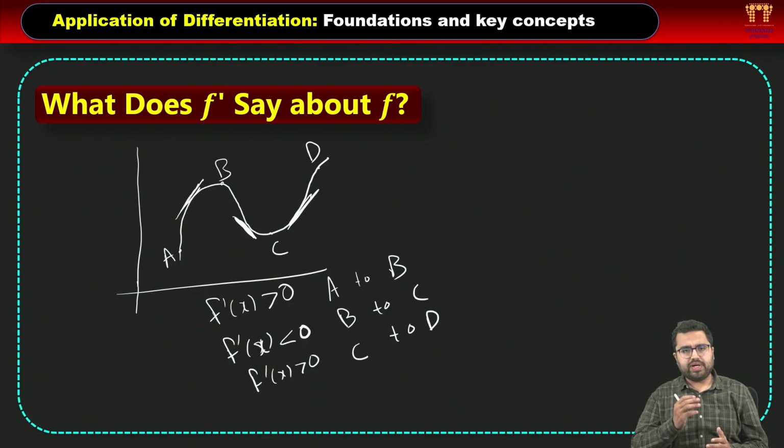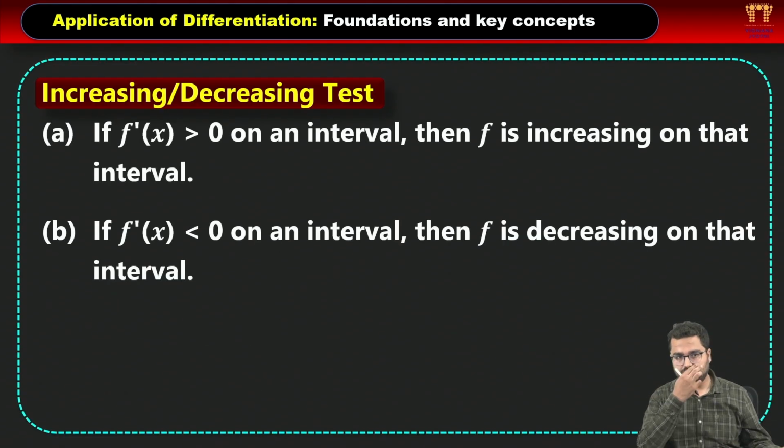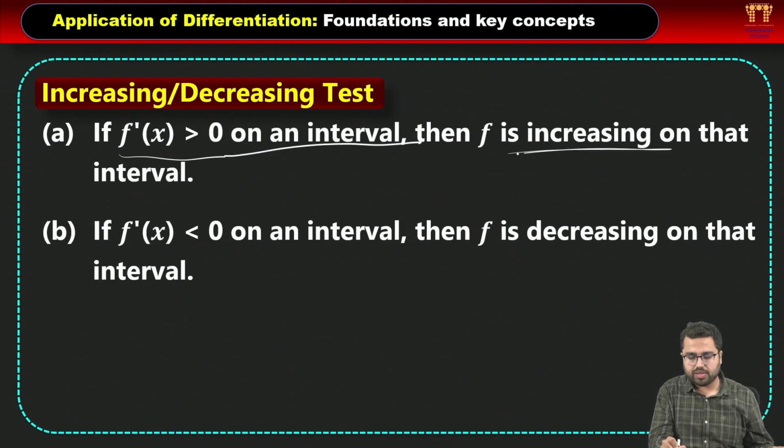So in this way, from the derivative itself, you can identify the nature of your function f(x). If your derivative is positive in some interval, you can say that your function is increasing, and if your derivative is negative in some interval, you can easily say that your function is decreasing in that interval. We'll take one example on this also. Whatever I have told is written here: if f'(x) is greater than 0 on an interval, then f is increasing on that interval.